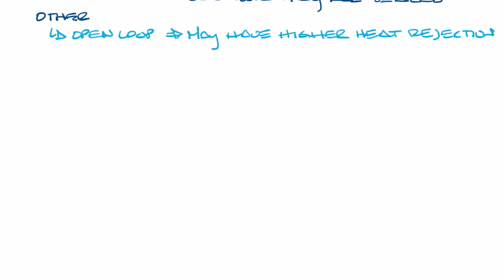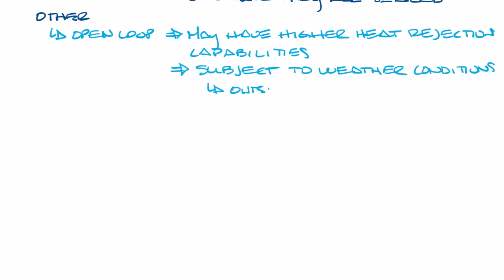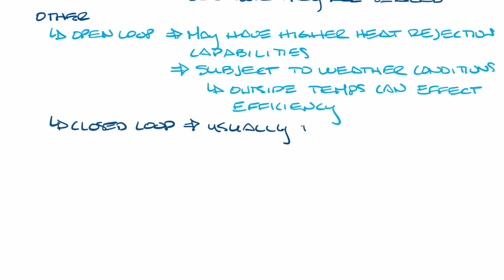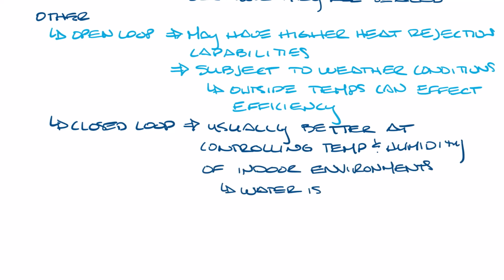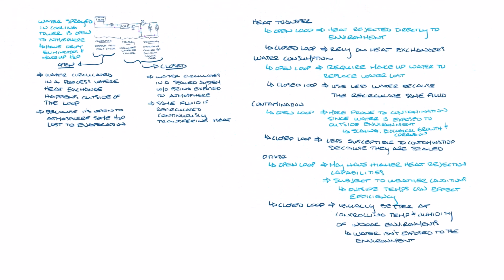Move it up again and look at some other things to consider. Open loop systems may have higher heat rejection capabilities. They're also subject to weather conditions. Outside temperatures can affect their efficiency. Closed loop systems are usually better at controlling temperature and humidity in indoor environments because the water isn't exposed to the environment. So let's pull all this back on screen.